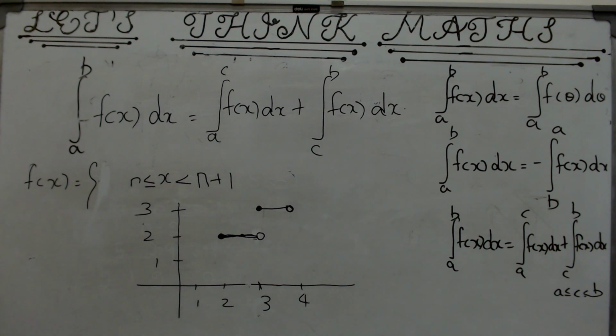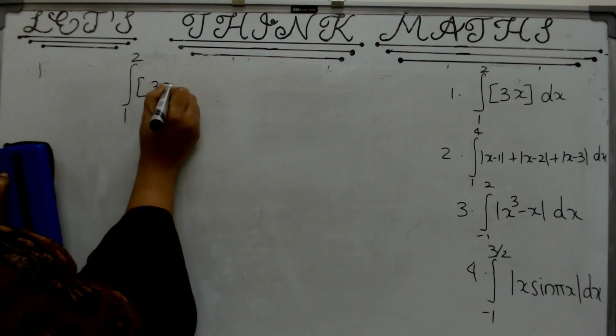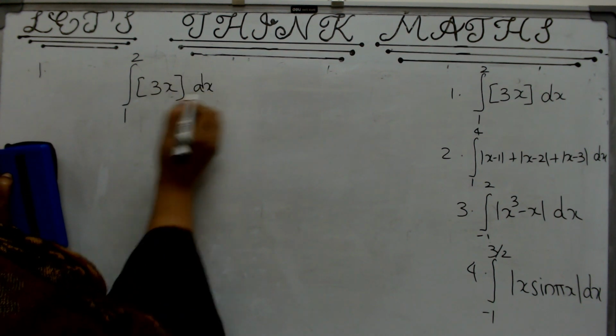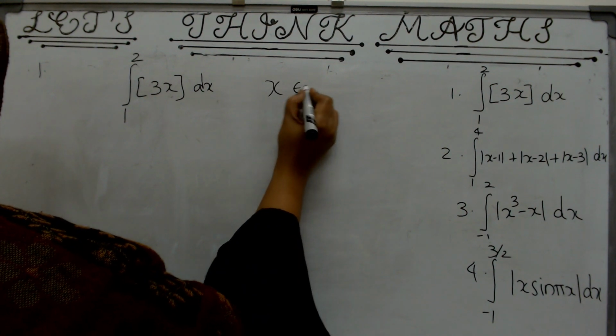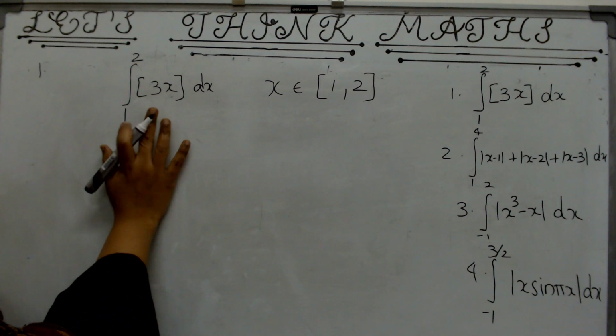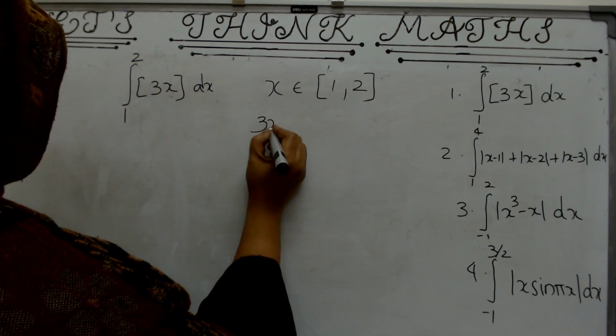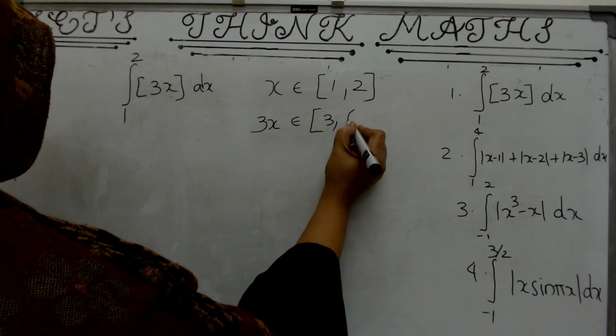So now we are going to examine some questions based on modulus function and on greatest integer function, and we will see how to apply this theorem. The integral from 1 to 2 of [3x] dx. So tell me, what all values can x take? X will lie between 1 to 2. But what is our function? Our function is [3x]. So 3x will lie between what? It will lie between 3 to 6.